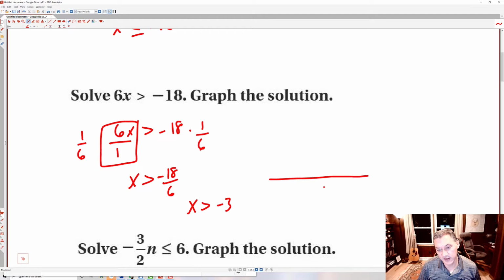So then I draw my line, negative 3, negative 2, negative 4. And it's an open circle because there's no line underneath. And since x is greater than that, it's got to go to the right.